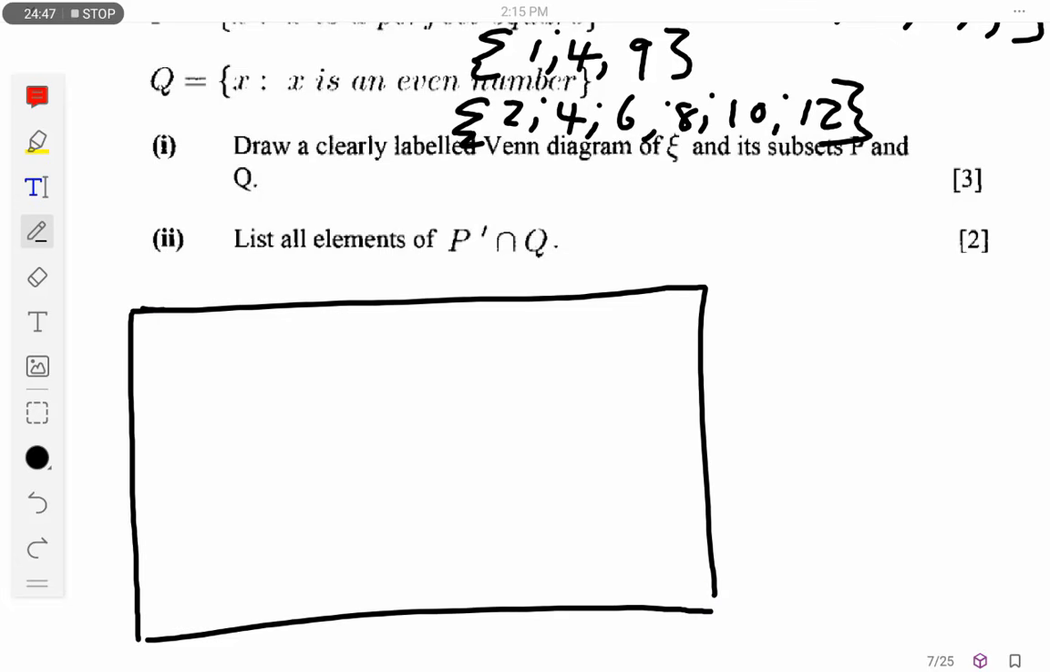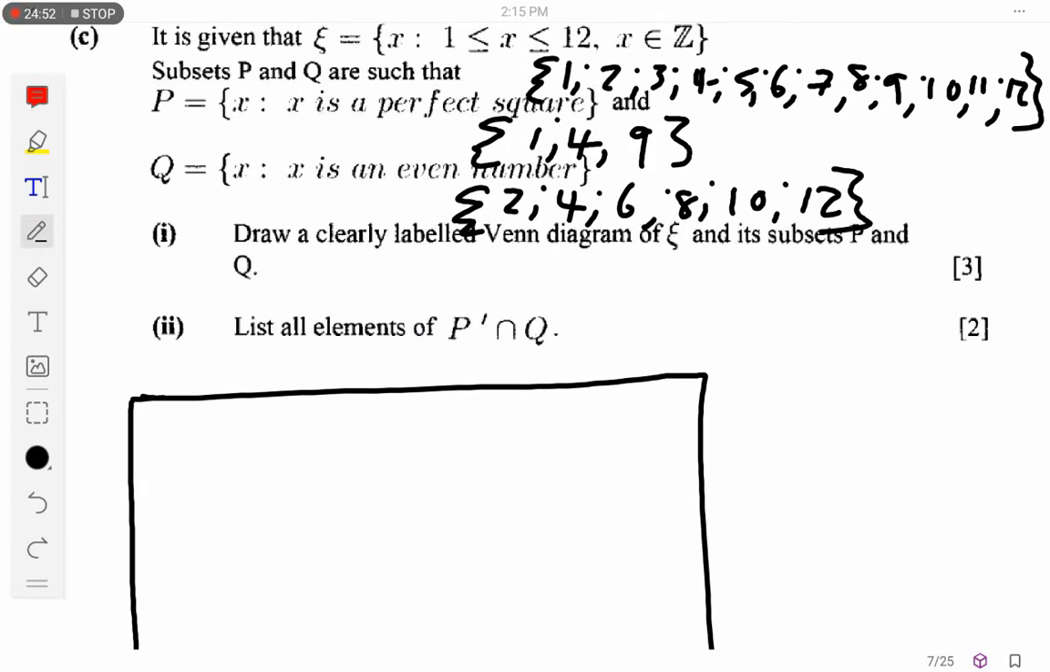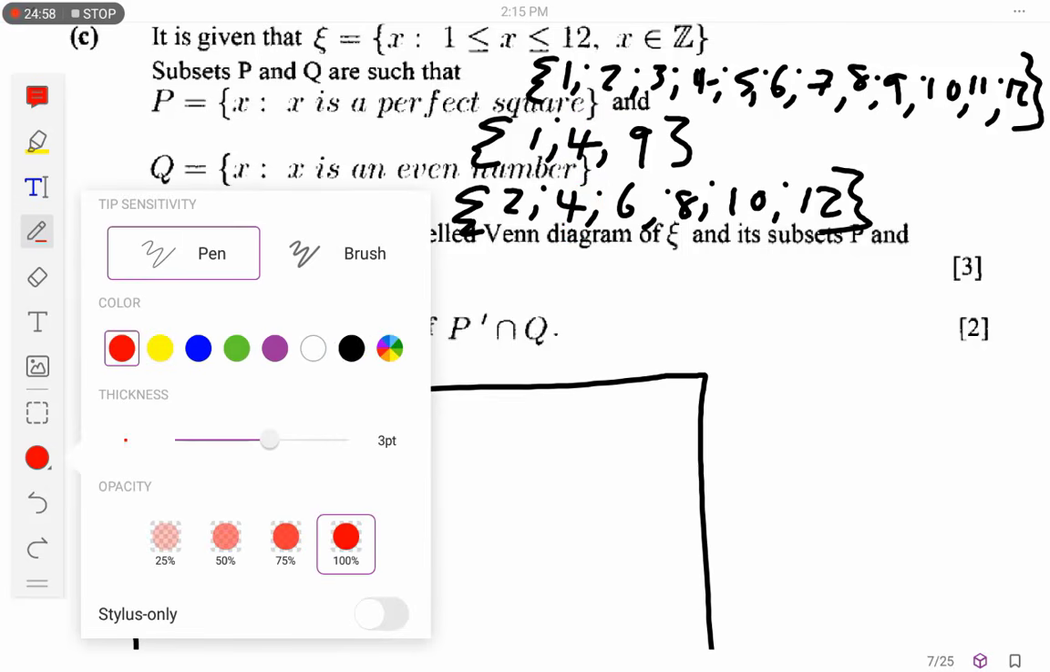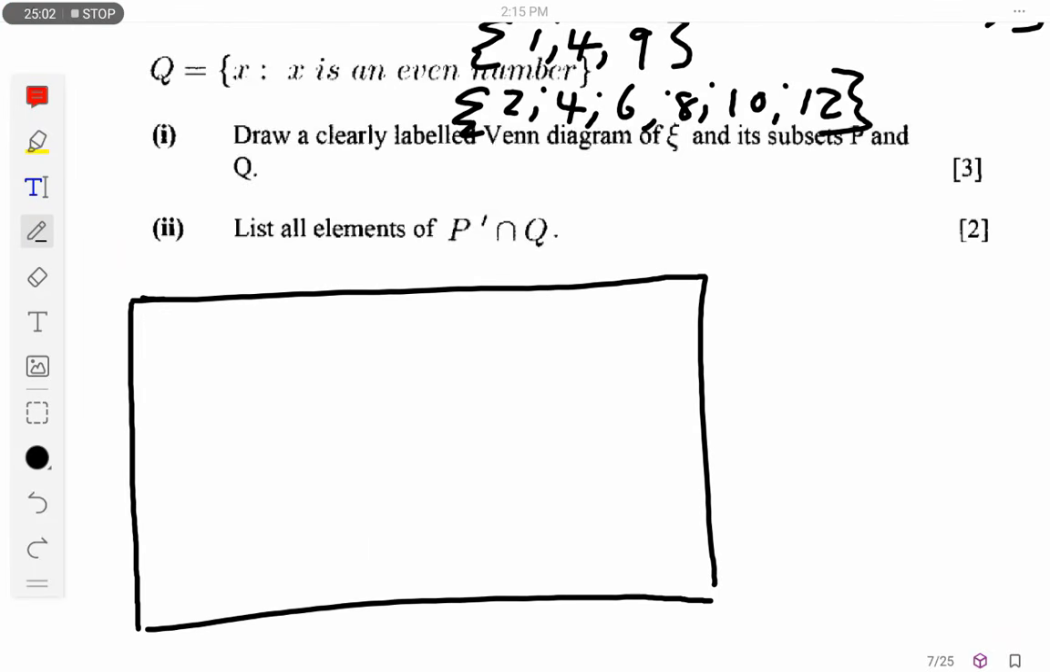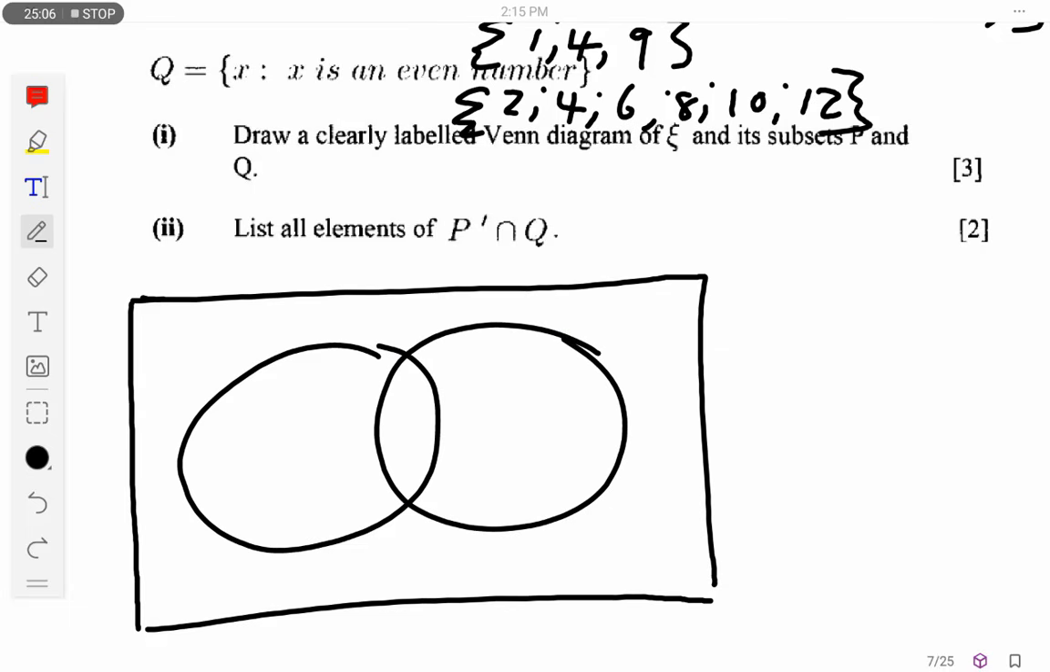If you can see from this one, I've got a 4 here and a 4 there, so they are intersecting. These guys, P and Q, are intersecting, so let's have them intersecting. This is my P, this is my Q. Okay, what do I have? We said they are intersecting, there 4.